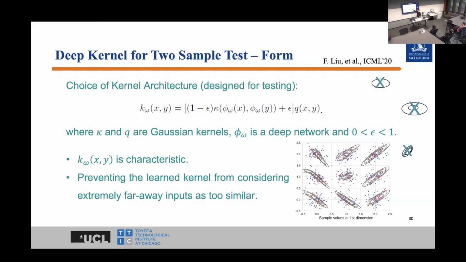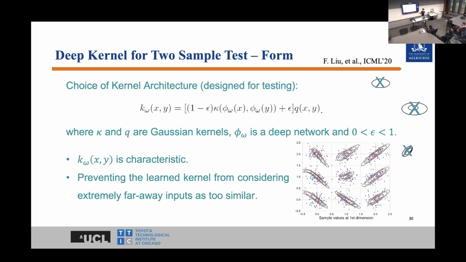If we expand this formula, it's (1 minus epsilon) times kappa times Q plus epsilon times Q. Because if you add epsilon Q, it will ensure our kernel is characteristic. And kappa times Q will prevent the learned kernel from considering extremely far away inputs as too similar.